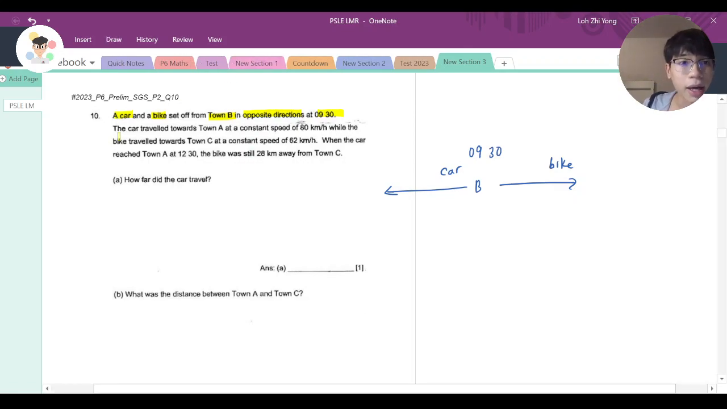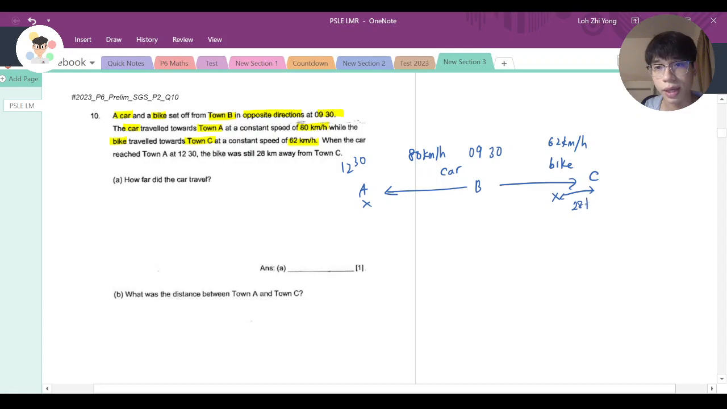And here it says that the car traveled towards town A at a constant speed of 80 km per hour. So I know that this is A, and the car is traveling at 80 km per hour. While the bike travels towards town C at a constant speed of 62 km per hour. When the car reached town A at 12:30, reach here, it means reached here already. The bike was still 28 km away from town C. So the bike was about here and it's 28 km.